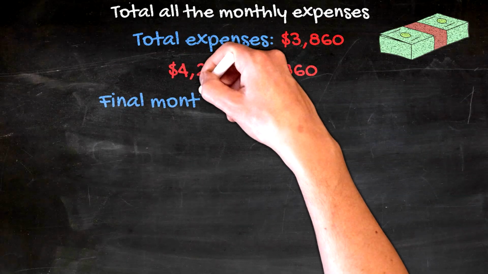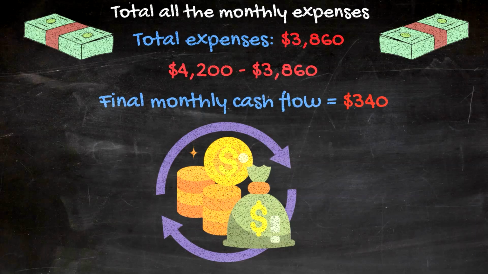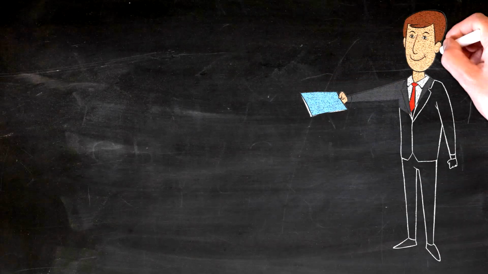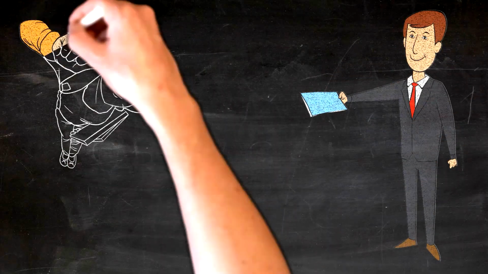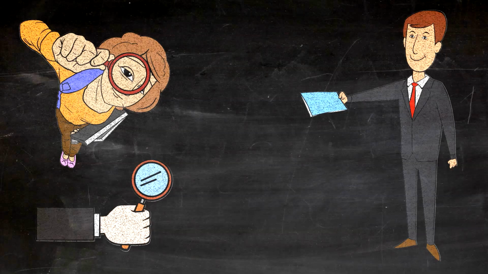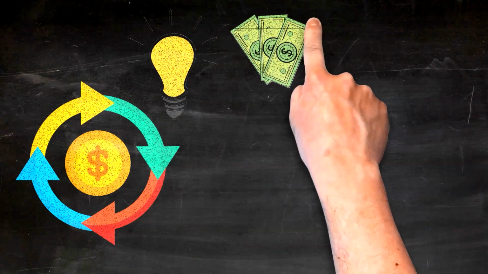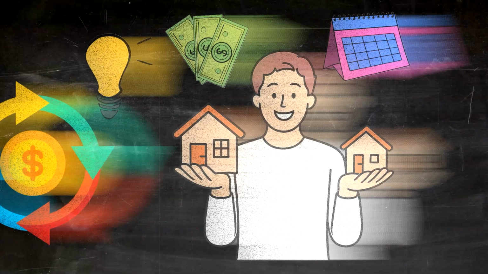The final monthly cash flow is $340, and that's real cash flow, not a fantasy number you guessed after subtracting just the mortgage. Look, anyone can make a spreadsheet say whatever they want, but if you only do a surface level analysis, you're setting yourself up for trouble. Real estate can be an amazing investment, but only if the numbers work. Cash flow isn't just about the rent minus the mortgage. It's about understanding the full financial picture of what it costs to run the property every single month.